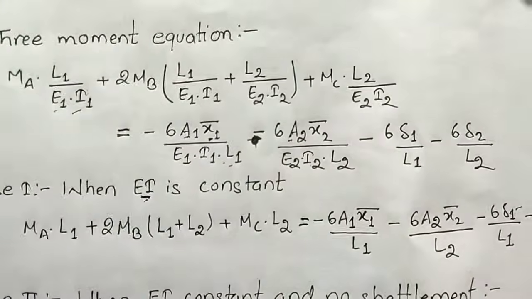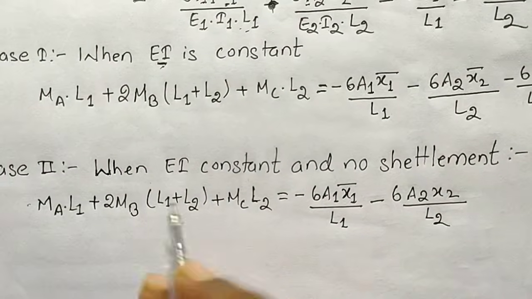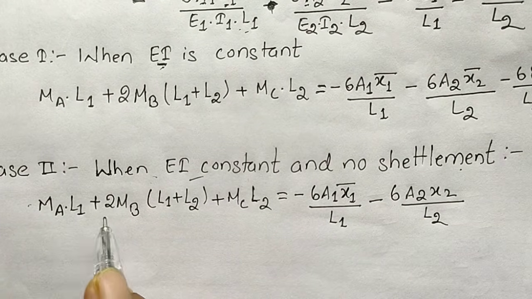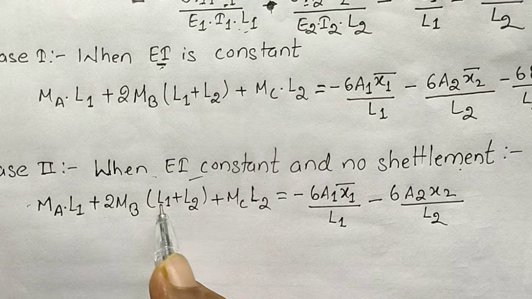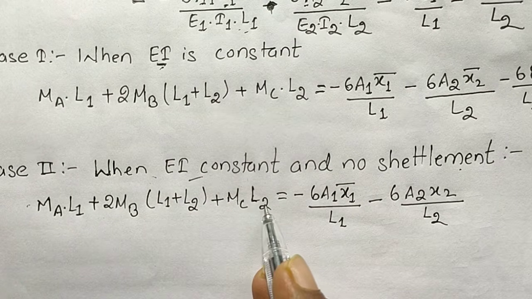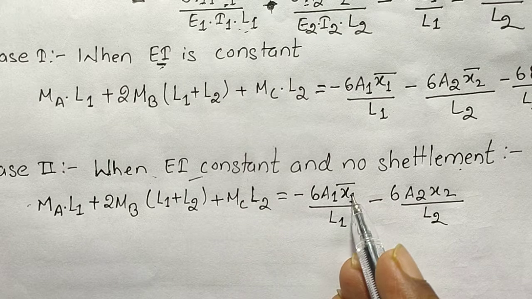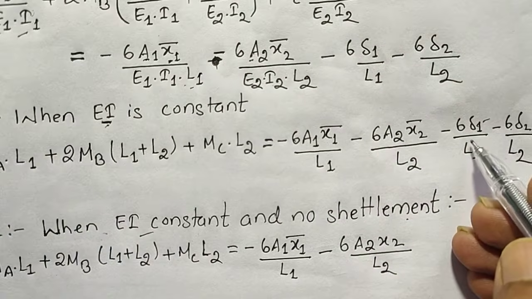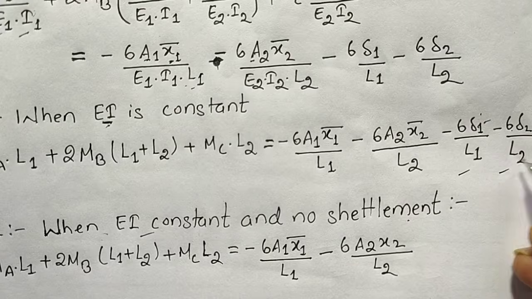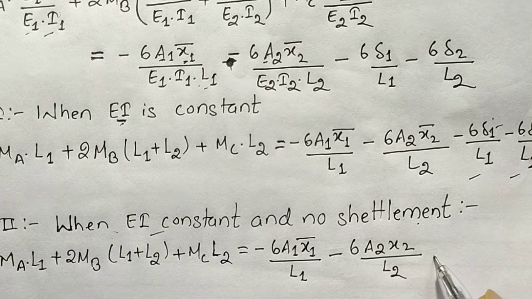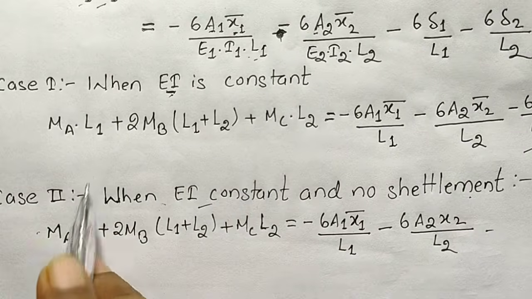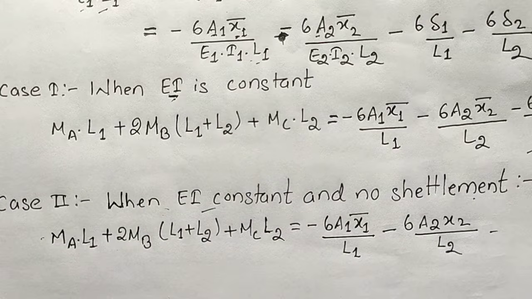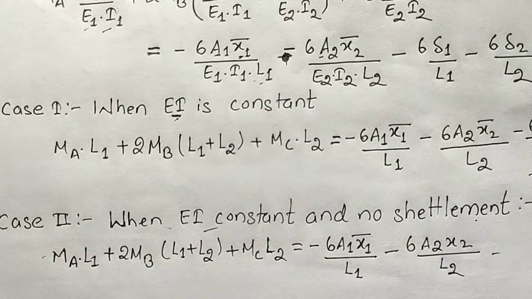And again if our EI is constant and there is no settlement, then we will have the three moment equation as MA L1 plus 2MB times (L1 plus L2) plus MC times L2 equals minus 6A1 X1 bar by L1 minus 6A2 X2 bar by L2. Here settlement is 0, so that term gets cancelled out. And EI is constant, so we do not need to take EI in this case. So now let's move toward the solution of the numerical.